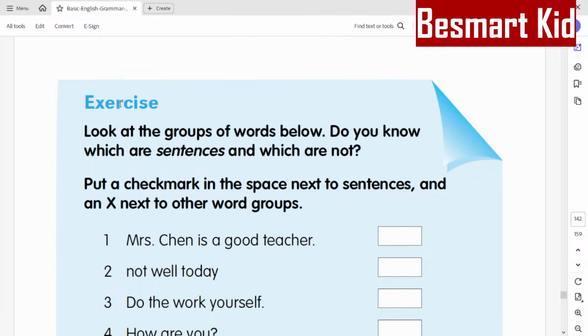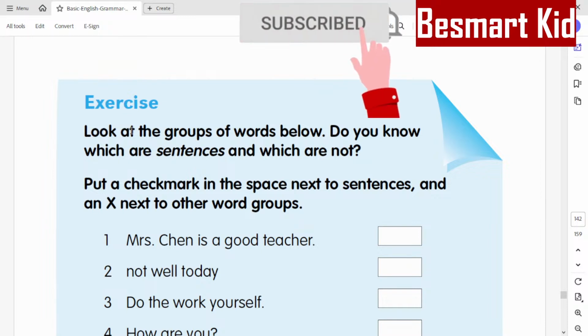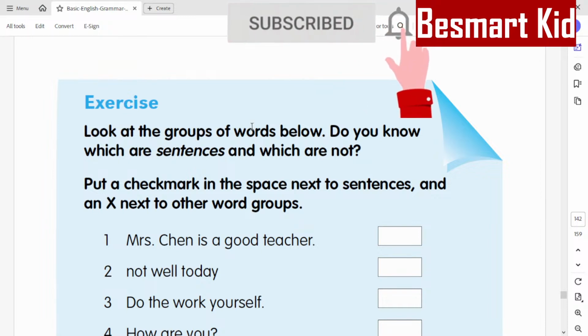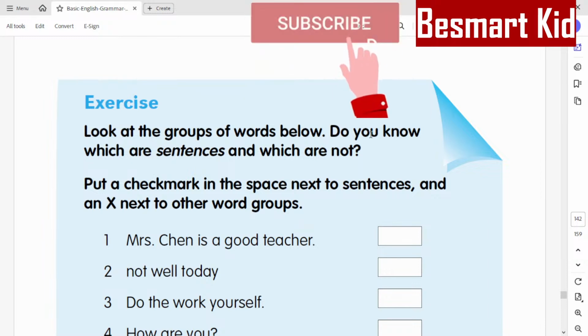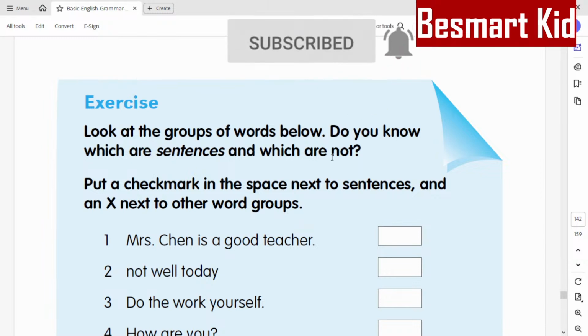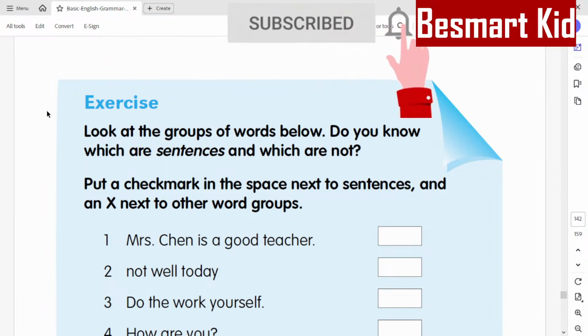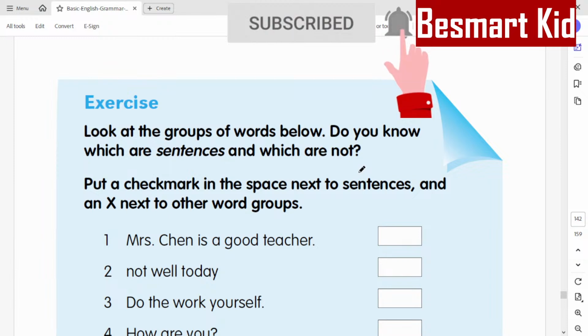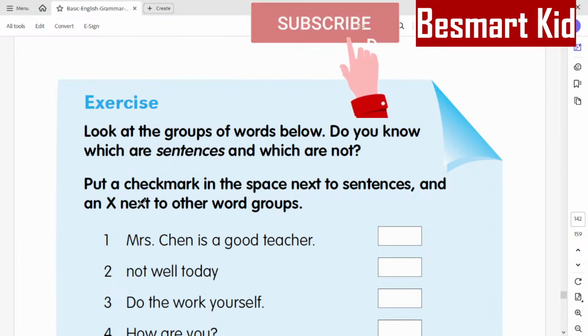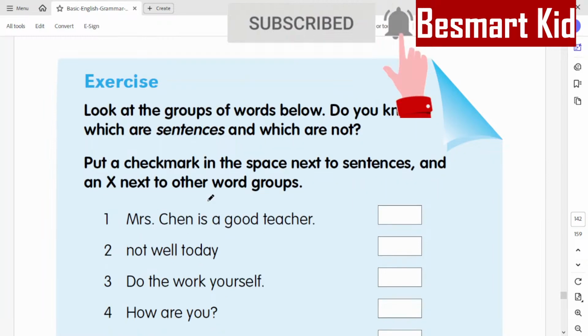Now, have an exercise. Look at the groups of words below. Do you know which are sentences and which are not? Put a check mark in the space next to the sentence and an X next to the other word groups.